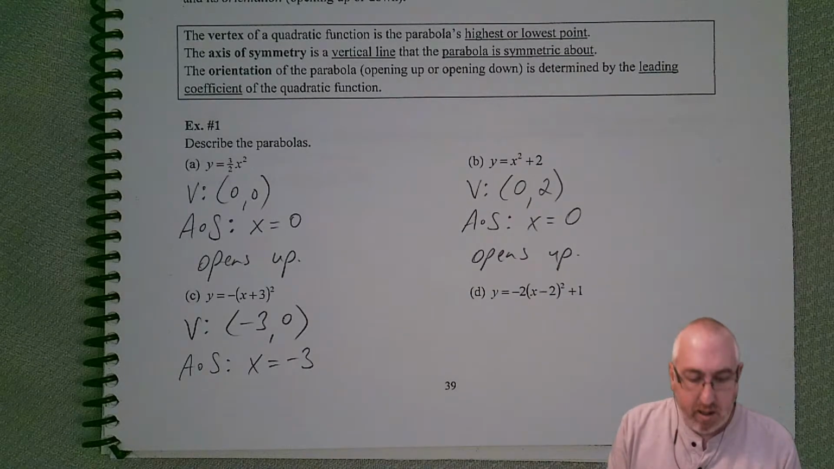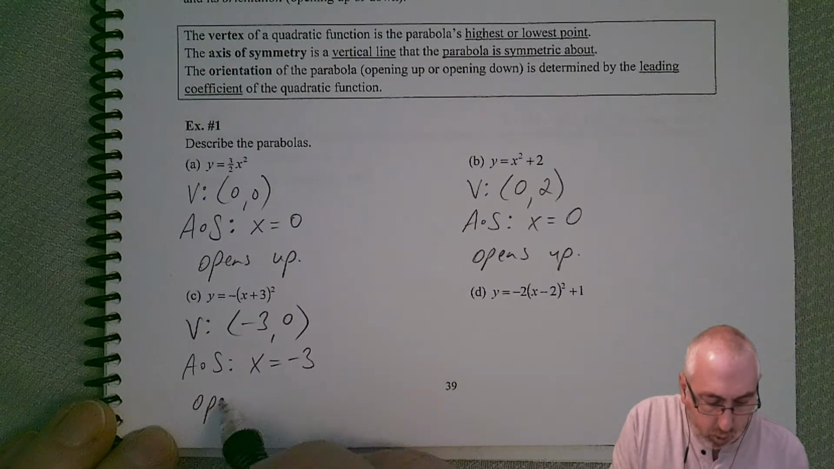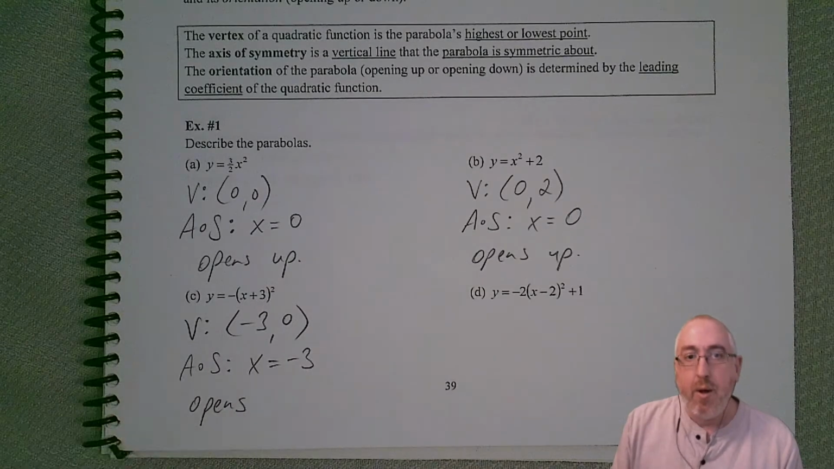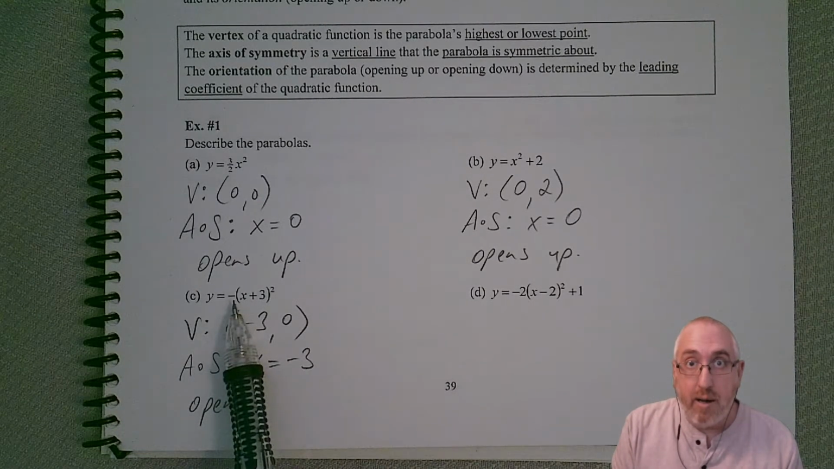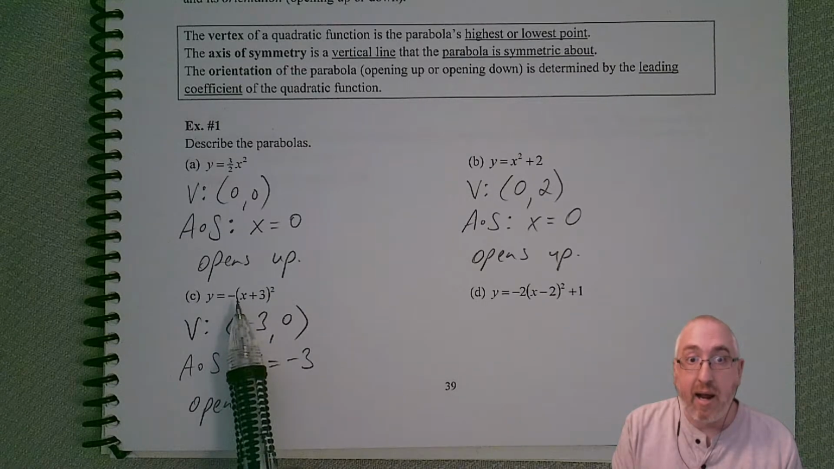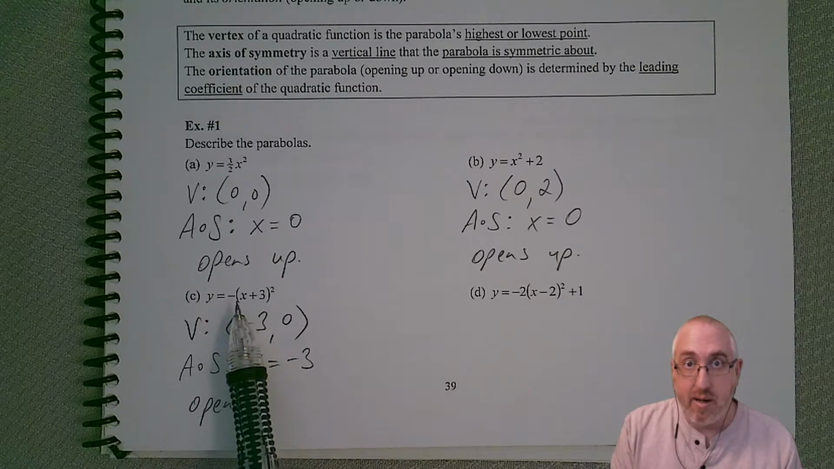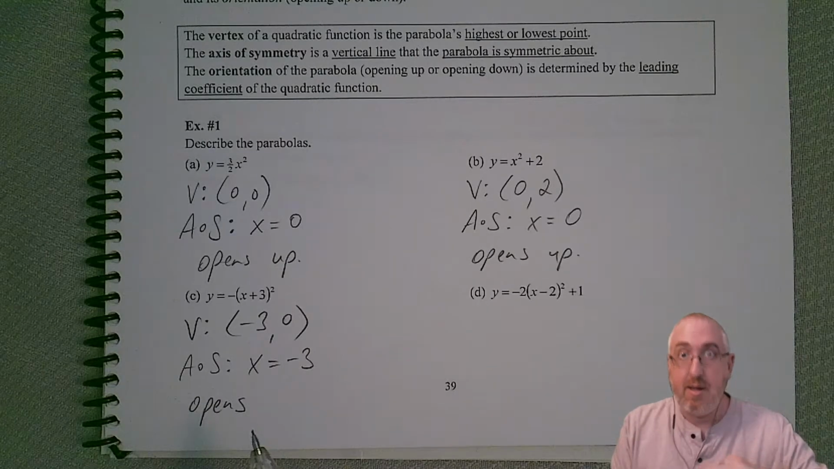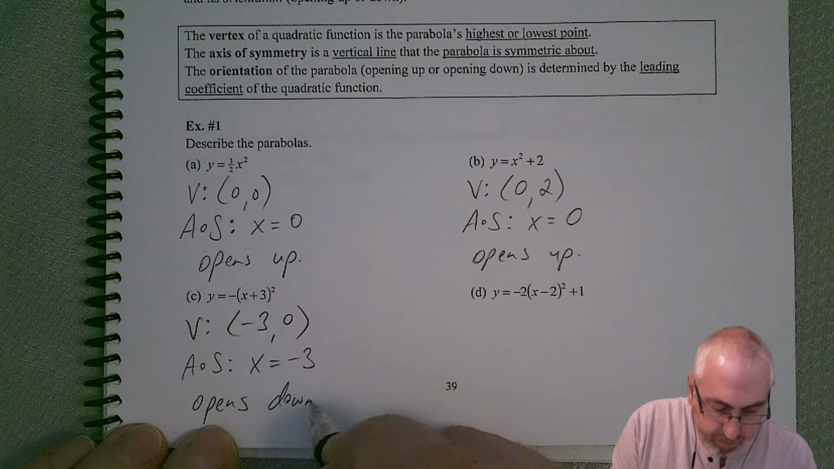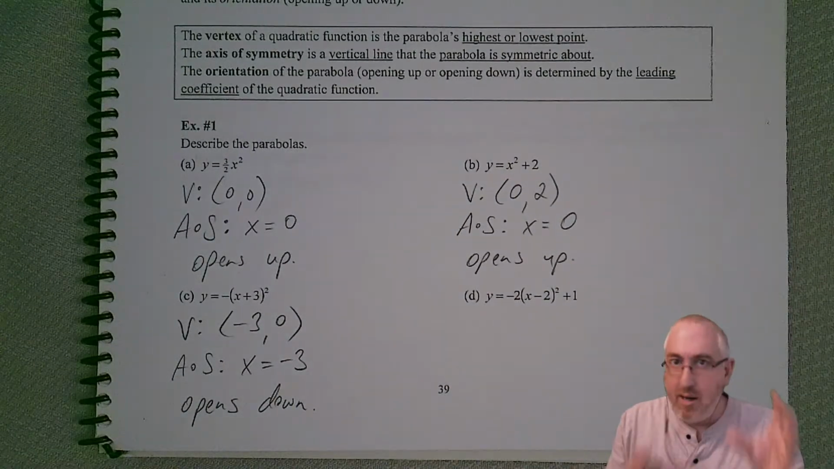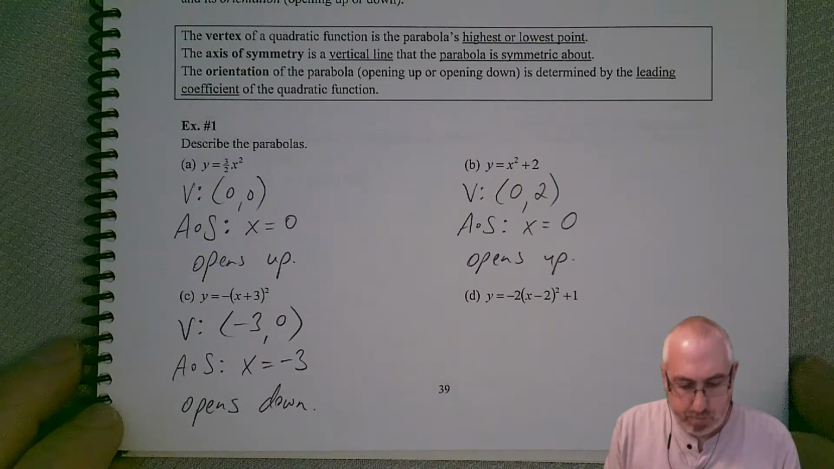And then finally, does this open up or open down? Well, that negative all the way out in front is causing a reflection in the x-axis. So it actually is going to be opening down. And we're going to summarize all these things on the next page, so just bear with me.